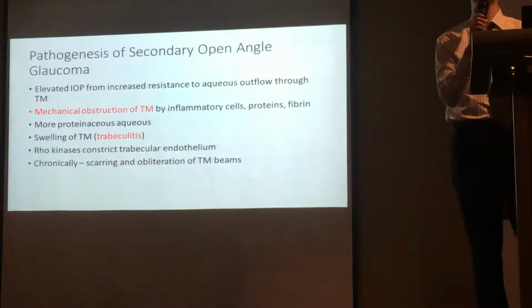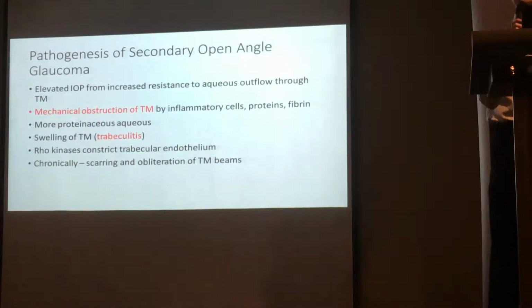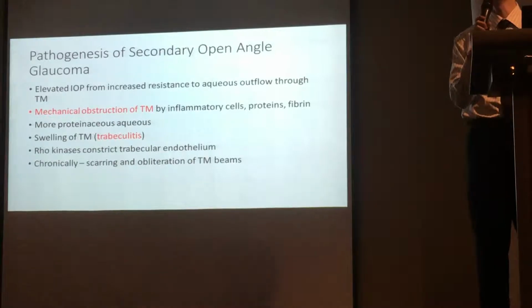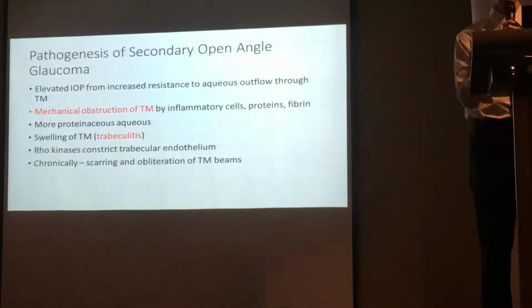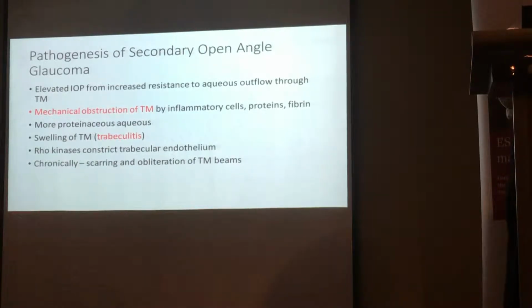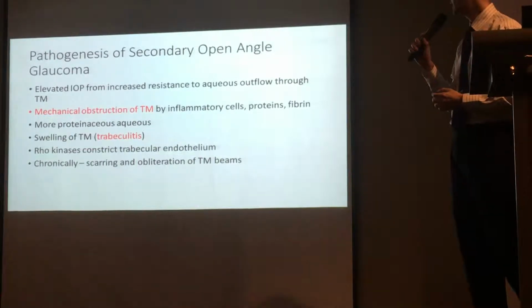The aqueous is often more proteinaceous as well. It's simply much thicker, it's much more viscous, it's not fluid, it's not like water. So it's going to have a lot of trouble traversing through the whole eye, getting through the pupil, getting out of the meshwork. And as I mentioned earlier, trabeculitis.